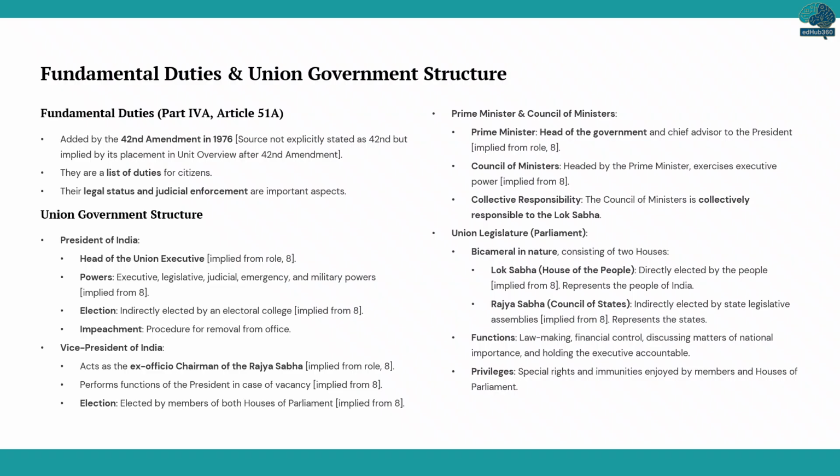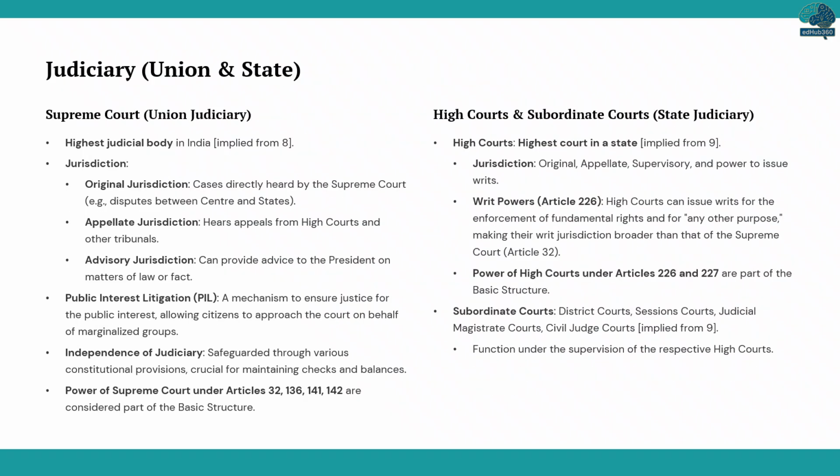Next, let's examine the judiciary, both at the union and state levels. The Supreme Court is the highest judicial body in India. It has several types of jurisdiction. Original jurisdiction for cases heard directly by it, like disputes between the center and states, appellate jurisdiction for hearing appeals from high courts, and advisory jurisdiction to provide advice to the president.